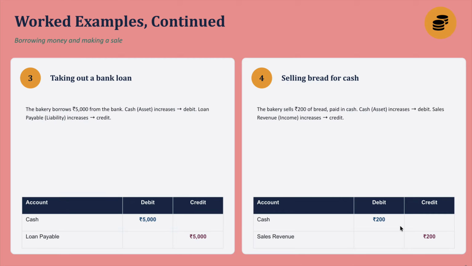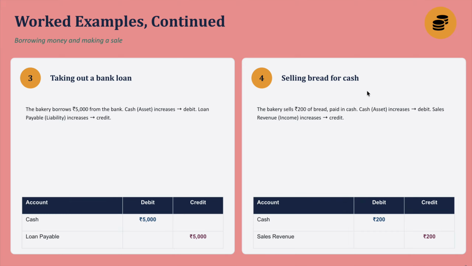Then taking out bank loan. So what is coming in? When you take out a bank loan, cash comes in. The asset increases. The cash in the company increases, right? So cash will be debited, and loan payable, it's a liability. So liability will be credited. So bank loan is a liability, right? So it will be credited with the same amount. You have to make sure both the debit and credit amount should be the same.